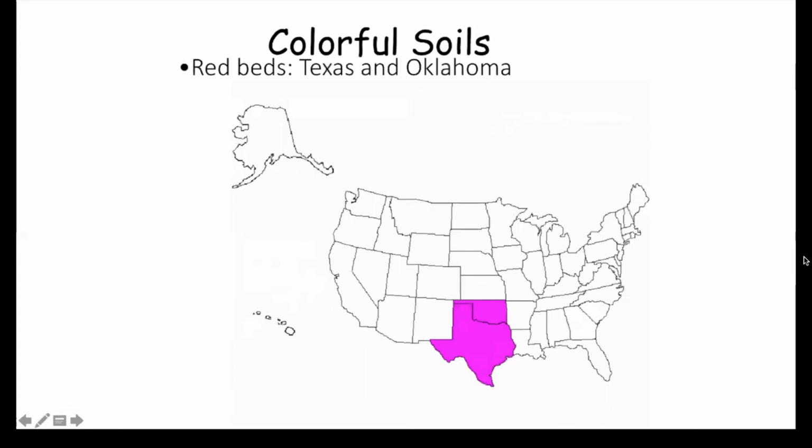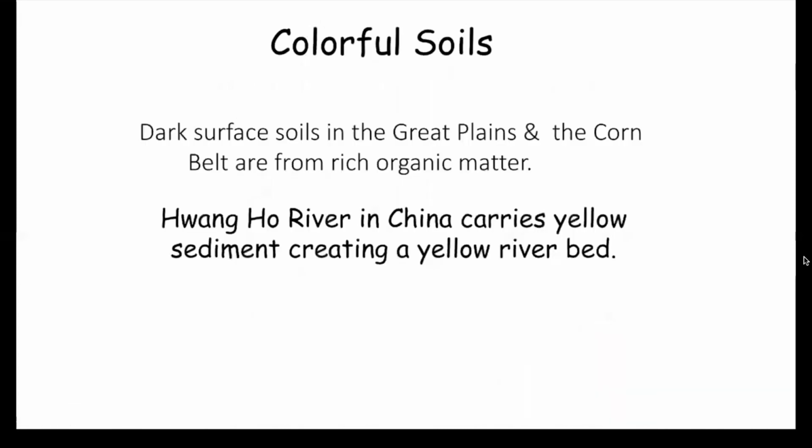The Red River between Oklahoma and Texas carries red sediment downstream, particularly in times of flood. And then the Yellow River in China carries yellow sediment as well. And then we also have surface soils in the Great Plains and the Corn Belt that are darkened and enriched by organic matter.